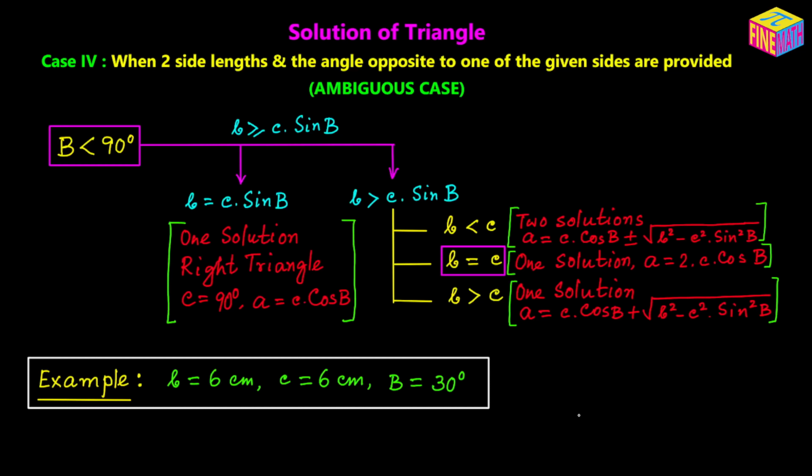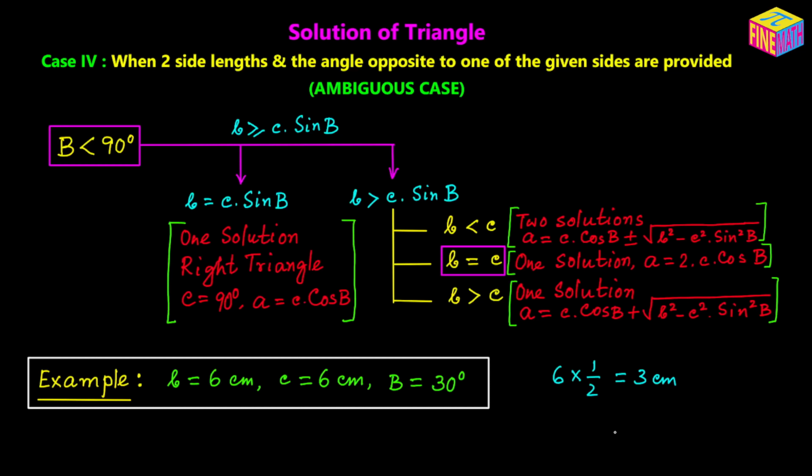Now here let's first quickly validate that yes, in fact b is greater than c times sine of b. Now as you can see, what is b? B is actually 6 cm. Now what would be c times sine of b? Well, c is actually 6 cm times sine of b, that would be sine of 30 degrees, which is 1/2, that is actually 3 cm. So clearly 6 cm is greater than 3 cm. That means b is greater than c times sine of b.